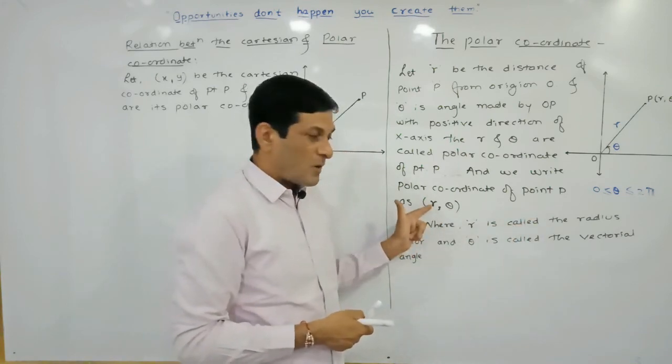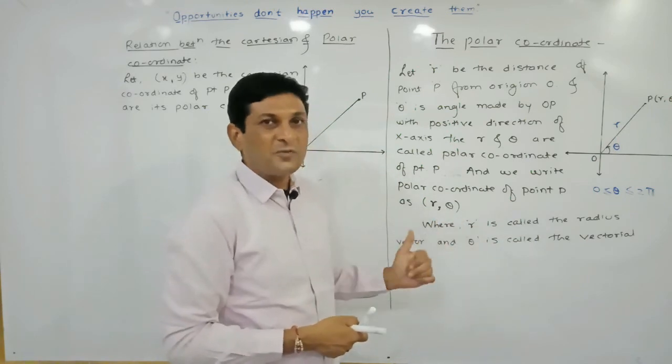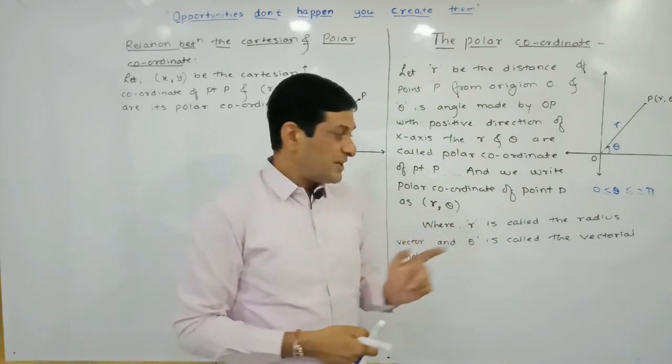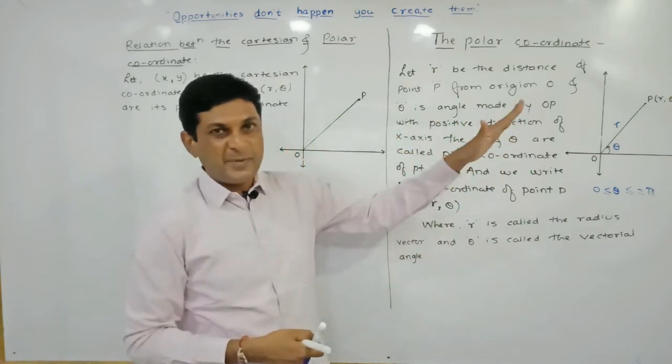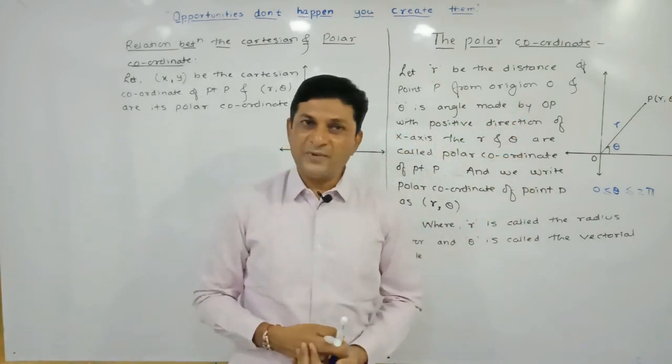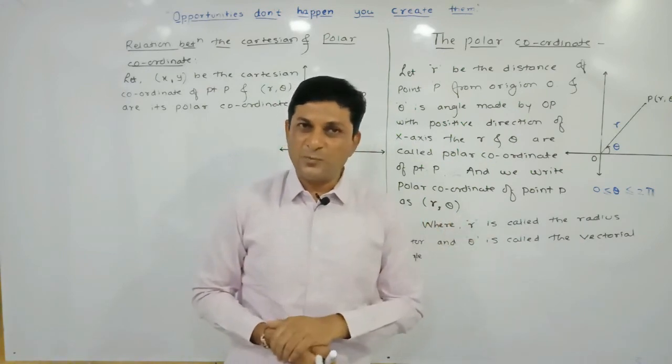This r is also called the radius vector, and theta is called the vectorial angle. So what is r here? R is the distance of the point from the origin, and theta is the angle made by that OP with the positive direction of the x-axis, and these values are called the polar coordinates of the point P.